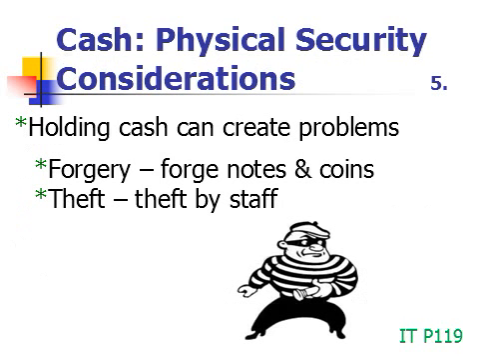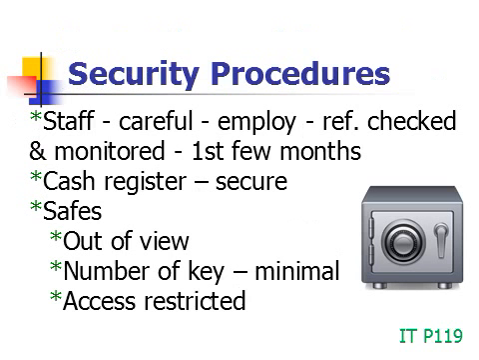5. Holding cash can create problems. The problems are forgery and theft. Forgery of notes and coins. Theft by staff or by others. These are security procedures that can be followed to reduce the chance of theft of cash in a business. To reduce the theft by staff, the business needs to be careful about the people they employ, their references should be checked and they should be monitored for their first few months of employment.